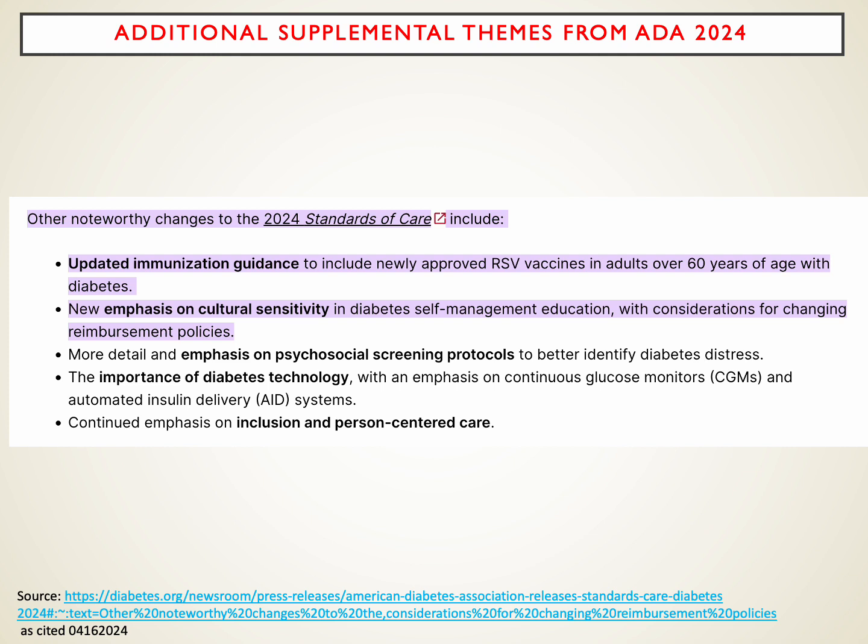In addition, the 2024 guidelines look at some updates in immunization, particularly with the addition of RSV vaccines in patients over the age of 60, if patients have diabetes. Emphasis on cultural sensitivity, psychosocial issues, importance and advancements in diabetic technology, particularly continuous glucose monitoring and automated delivery of insulin in the new systems and the artificial intelligence that's around that. And also more emphasis on inclusion and patient-centered care.